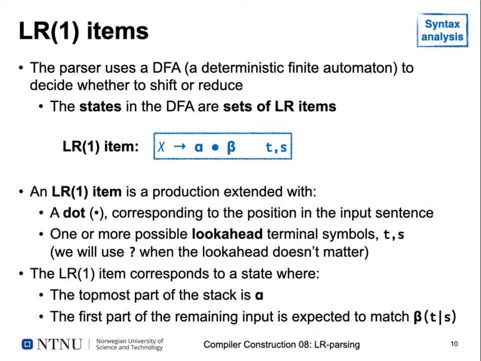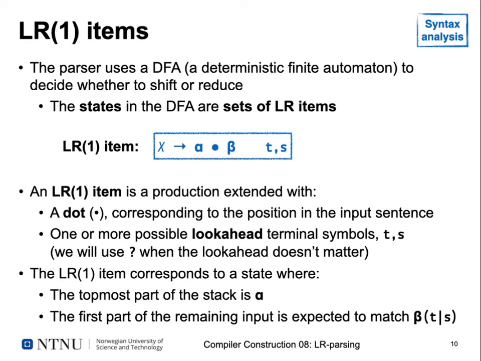So in order to build this machine that helps us determine whether to shift or to reduce in a certain state of the input stream, the parser uses a DFA, and in this DFA we have certain states, and these states are sets of what we call LR items. So an LR item is essentially an extended production. So a production would be non-terminal symbol X is derived to some mix of terminal and non-terminal symbols alpha and beta.